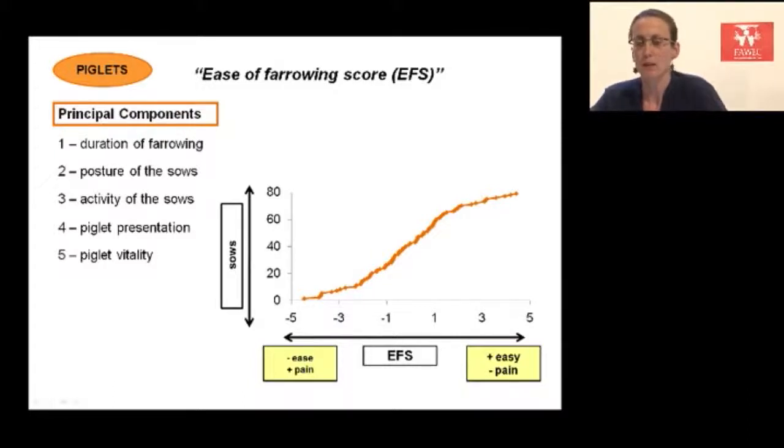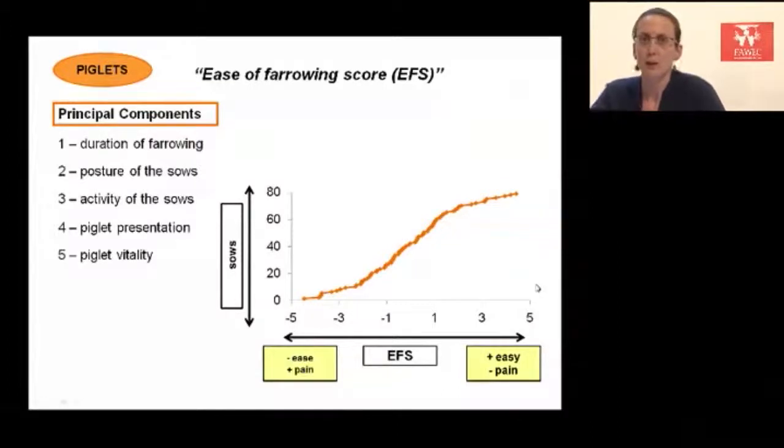And the idea is that when you obtain scales, you can obtain a number or a rank for each animal, and you can classify the sows according to the pain they suffered during parturition.